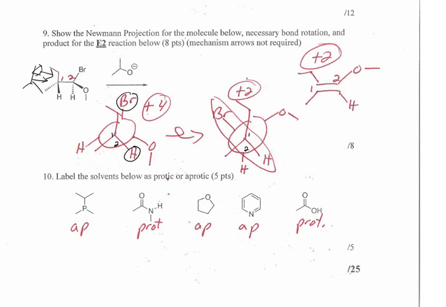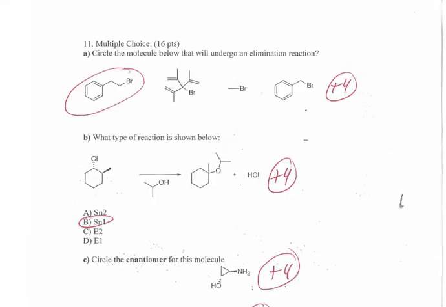Label the solvents below with protic or aprotic. Simple as seeing, can you recognize OHs, NHs, SHs, and PHs? If it doesn't have that, it's aprotic. So it's protic, aprotic, aprotic, protic. Don't overthink those ones too much. All right, so multiple choice questions.